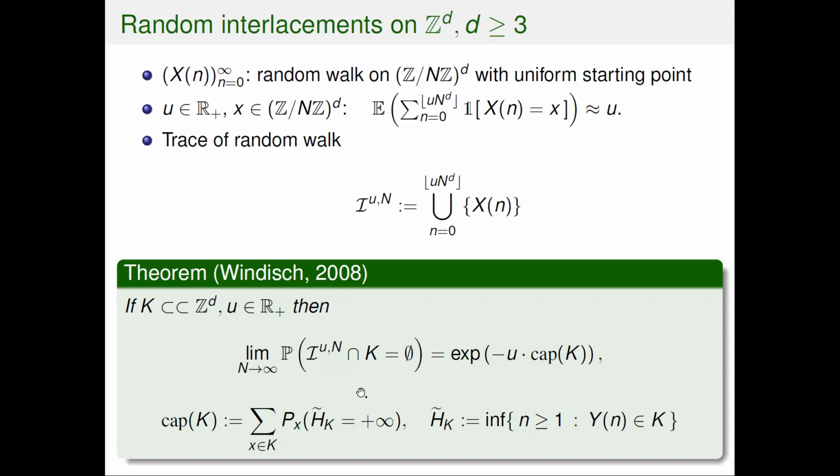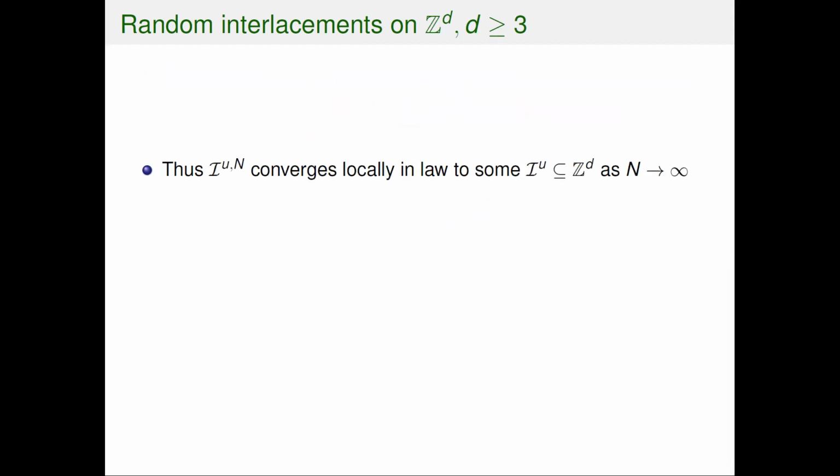So this is a funny notion, this capacity. For example, from this definition, it's absolutely not obvious that capacity is monotone. Namely, if one set contains the other, then the bigger set has a bigger capacity. You cannot see that from this definition, but capacity has many different definitions, and this fact follows from other definitions. This is a theorem by David Windisch, who was the PhD student of Alain Sznitman, who came up with this notion of interlacements.